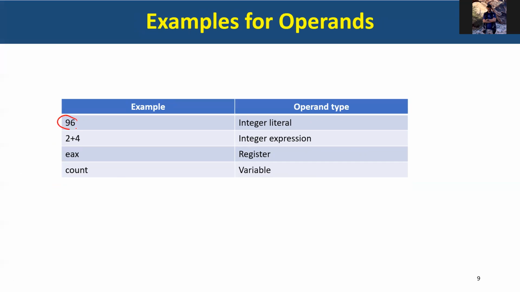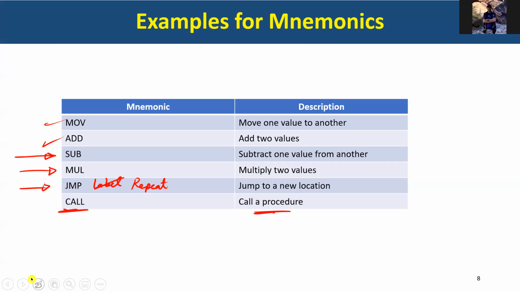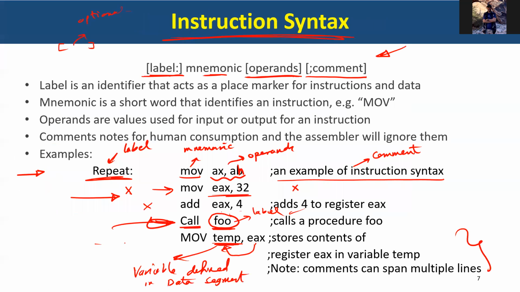You might have just a numeral operand. You might have an expression, we'll see this in the future. You might have a register. These are most of the examples that we have seen so far, with registers. And you might have a variable, like the name count here. Here we have one of the operands as a variable, called temp.